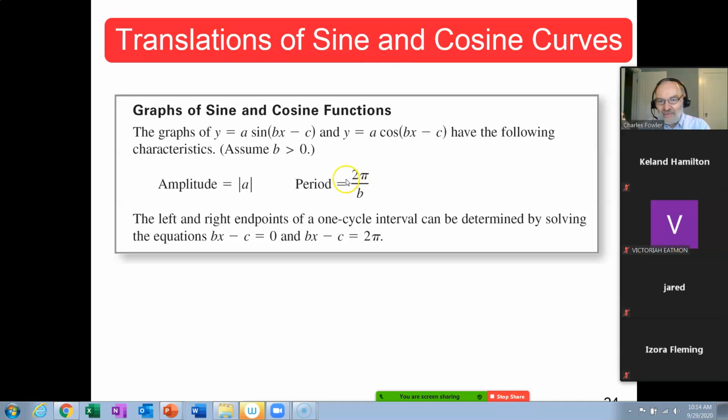And we've already, one cycle is what I meant. And we already know the period is 2 pi over b. We had that from before, dividing both sides by b. The phase shift is at c over b. If they had written it properly, it would just be c. But they don't. They do it this way. All right.